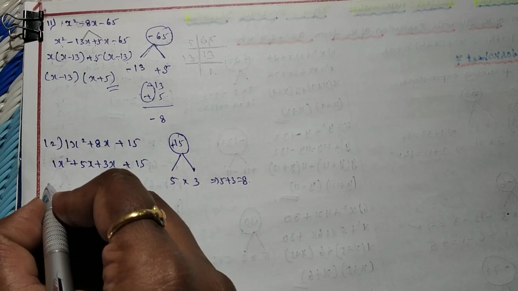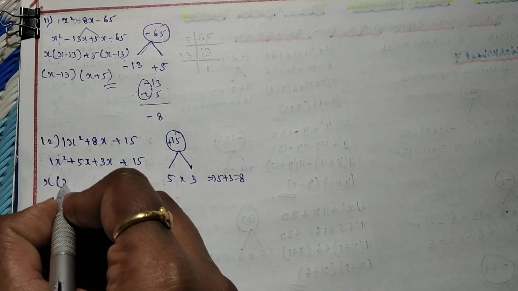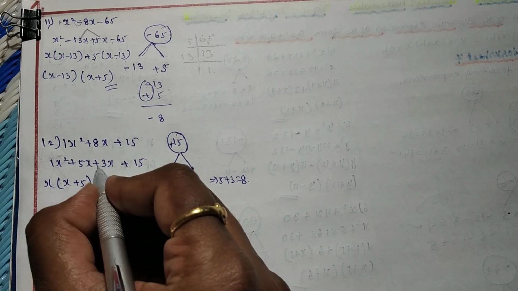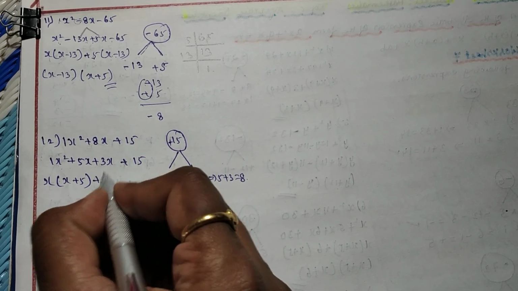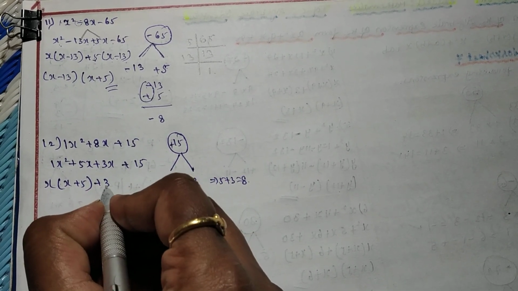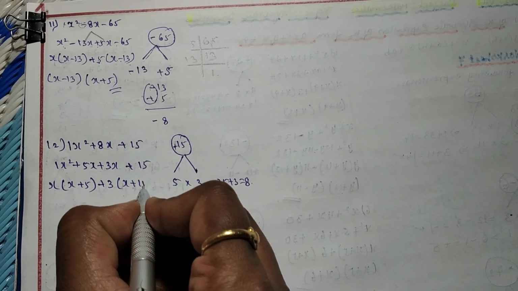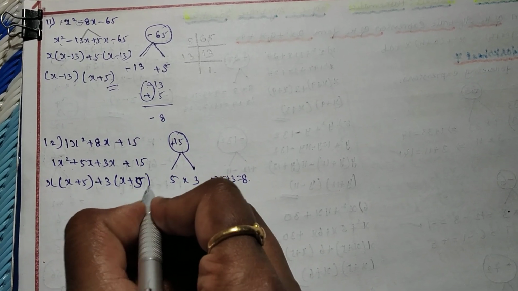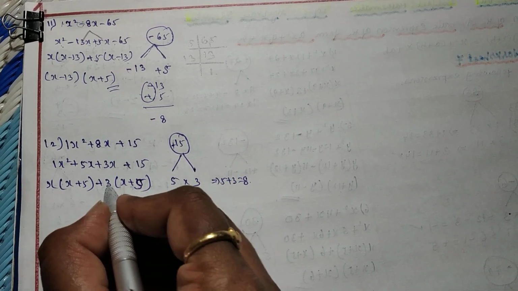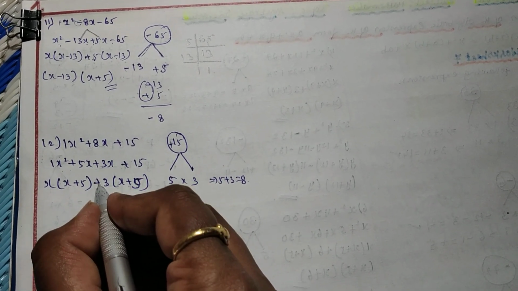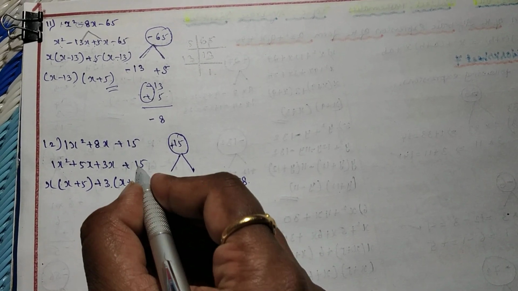In between these two, x is common, left out is x plus 5. And third term we have plus symbol and 3 and 15 comes in 3 table and x plus 5. Same, whatever we get here, same thing. You can check it. 3 into x is 3x. Plus into plus is plus. 3 into 5 is 15.